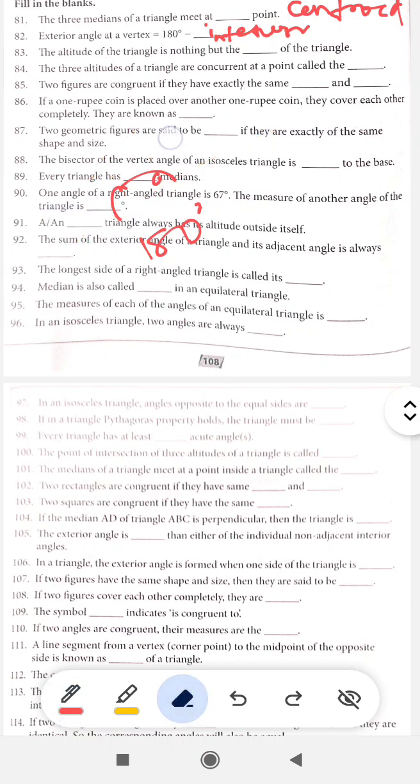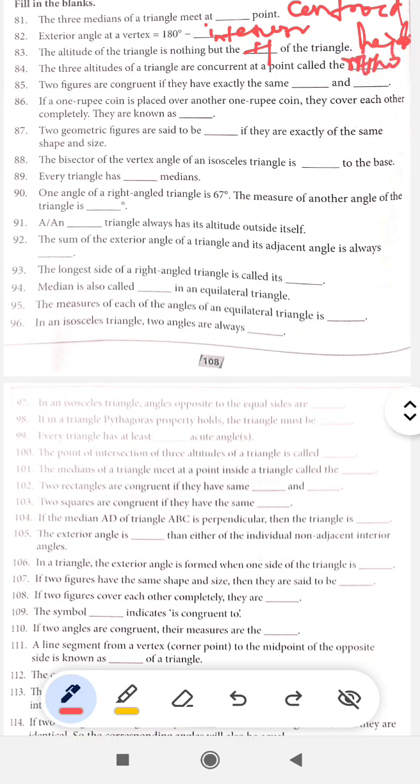Now, question number 83: the altitude of a triangle is nothing but the dash of the triangle perpendicular. Sorry, this is called the height of the triangle. H-E-I-G-H-T, height. Next, the three altitudes of a triangle are concurrent at a point. Concurrent means they meet at the point that is called the orthocenter.